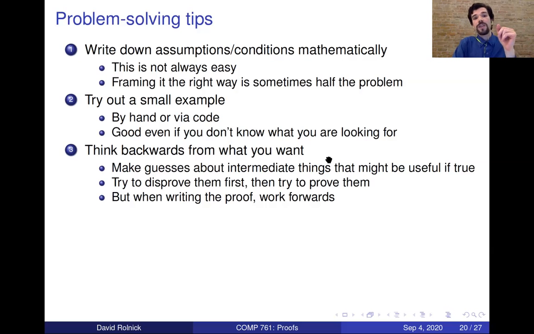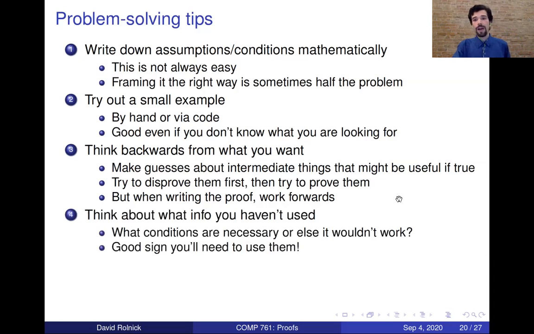But an important thing is if you're thinking backwards from what you want, make sure that when you're actually writing the proof, you work forwards. You shouldn't say, if we could show this, then we would be done. Generally, you can sort of do it, but it's generally a better idea to write forwards, to say, we show this, then from this, we show this. Even if the way you got to the intermediate step was by going backwards, you should probably write it forwards. That's just because it's easier to read. It's not because there's some magic rule.